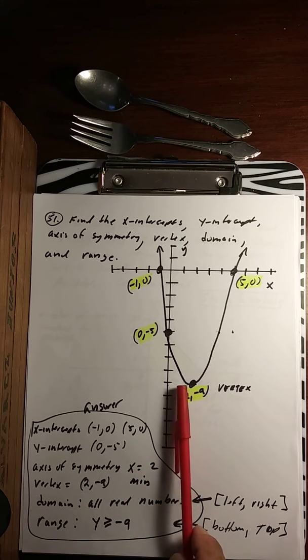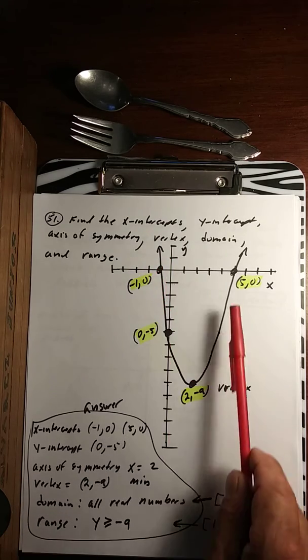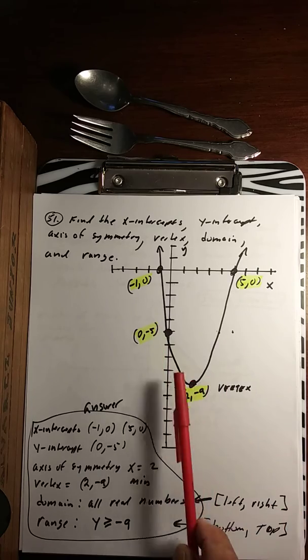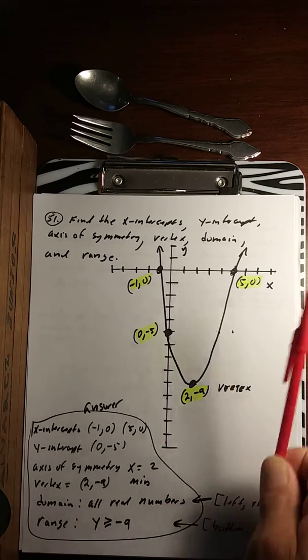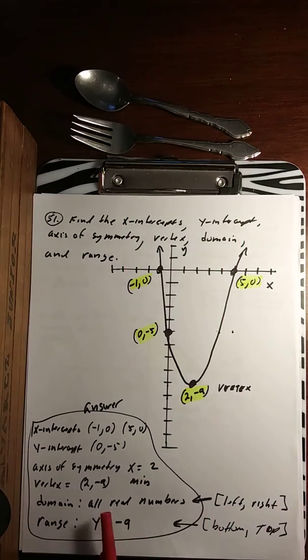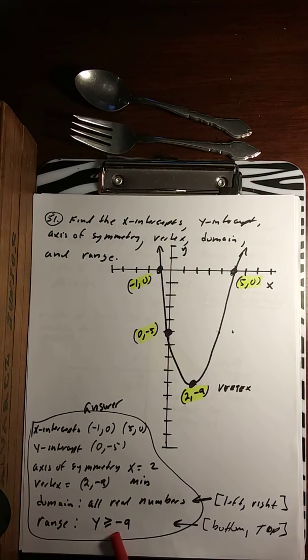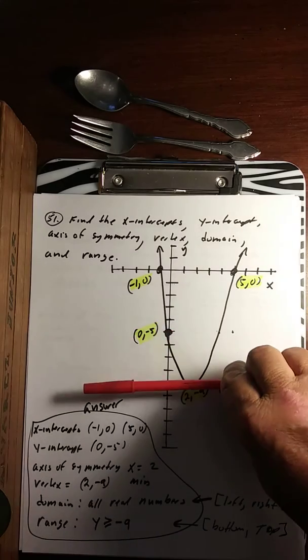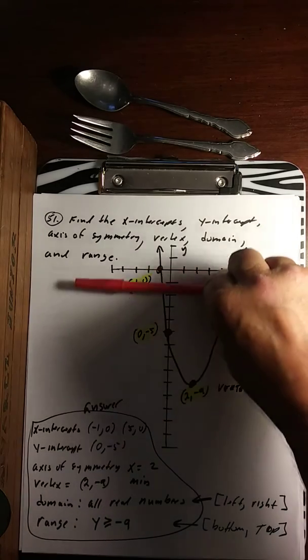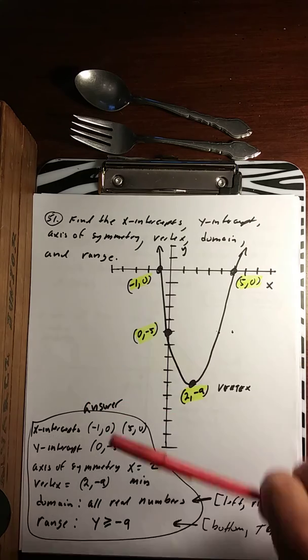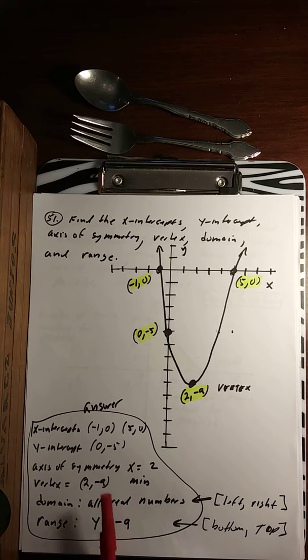Vertex, right there, at (2, -9). This is a minimum value, it's a low point. Domain, left and right, what is this graph going to do? All real numbers. It's never going to stop, getting wider. Range: it goes from -9 at the bottom of the graph, and then it goes up. So the bottom is right here, -9. So the domain is all real numbers, and the range is y is greater than or equal to -9.